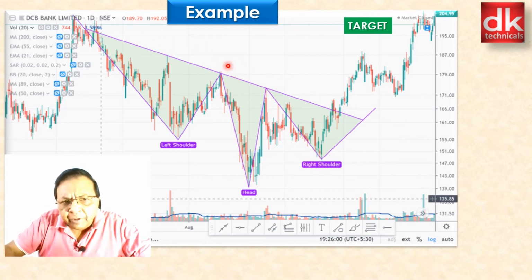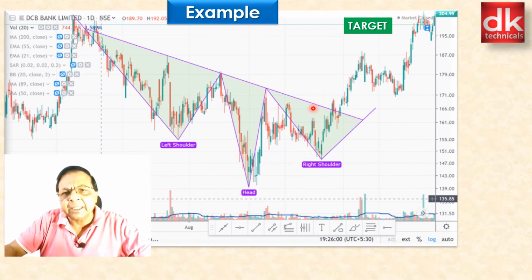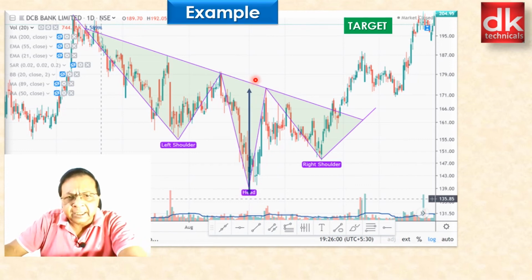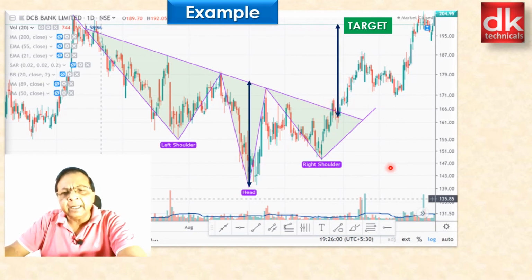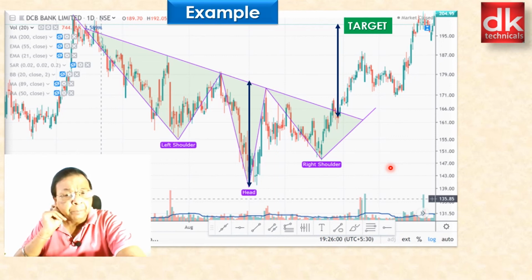What we have done is joined this point from where the fall started to form the head, and this point from where the fall started to make the right shoulder, and here is the breakout of the price which has taken place. So we will measure the distance between the head and the neckline, and this is the distance we measure, and then project it from the point of breakout to arrive at the target, that is the minimum objective where the price moves.